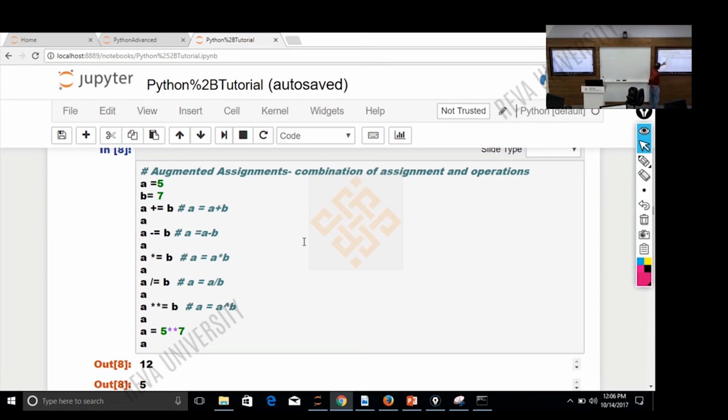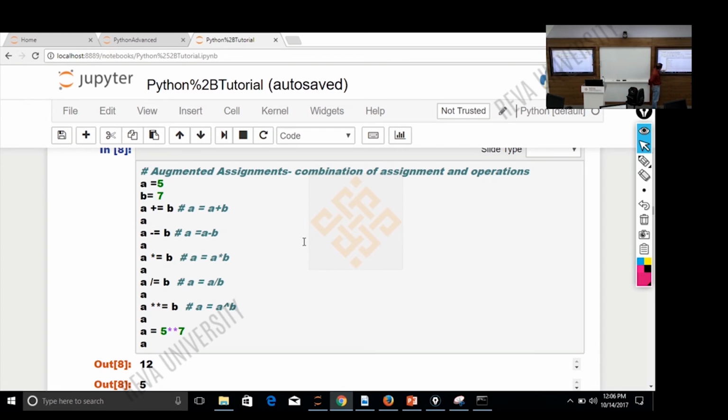Okay, so what it's doing is basically a is equal to 5, b is equal to 7. Then we are saying a is equal to a plus b. Remember there's a plus sign here and then the assignment. So we are actually saying a is going to be a plus b. And then I'm printing the a.